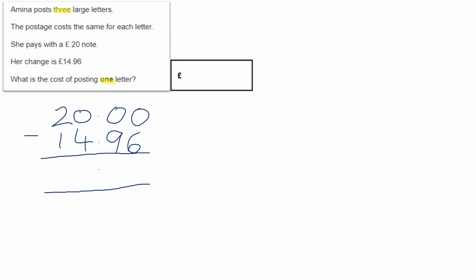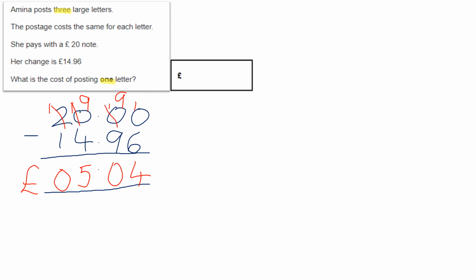So again, we can't do 0 take away 6. We then can't pinch from the other zeros, so we go all the way over there. The 2 becomes a 1, and we jump back through again. 10, 9. 10 take away 6 is 4, 9 take away 9 is 0, 9 take away 4 is 5, and 1 take away 1 is 0. So Amina spent £5.04.